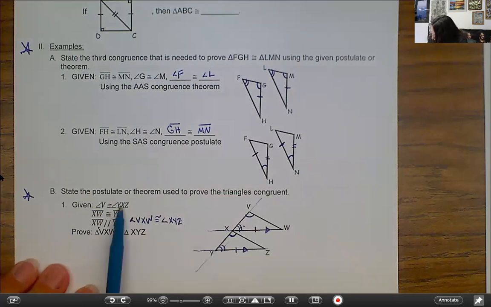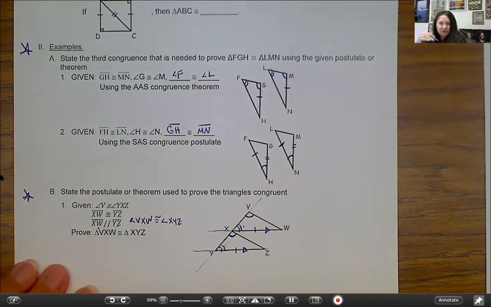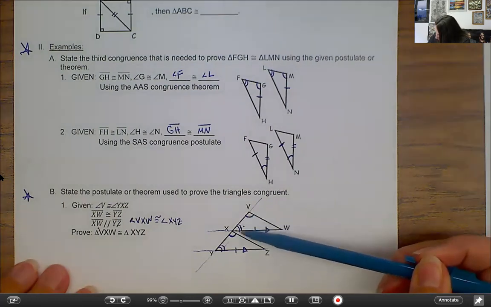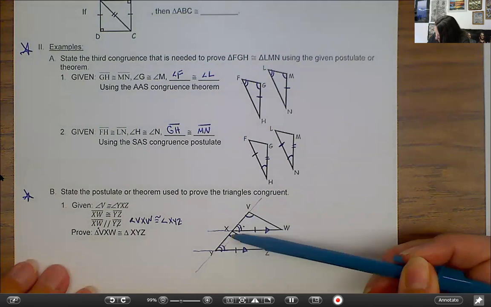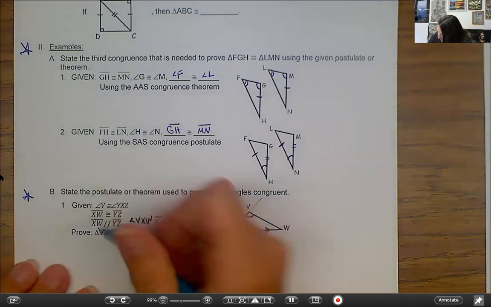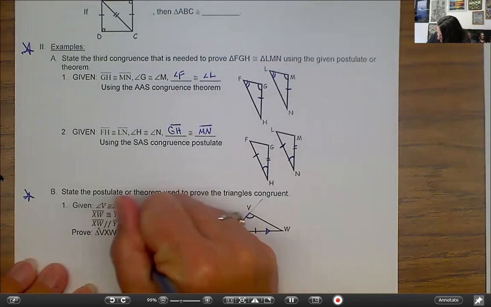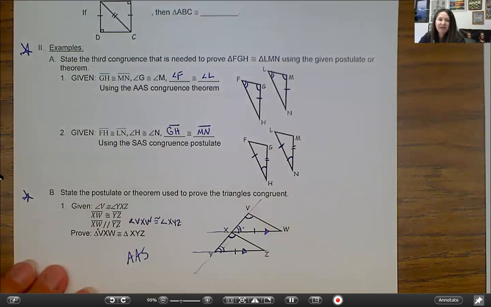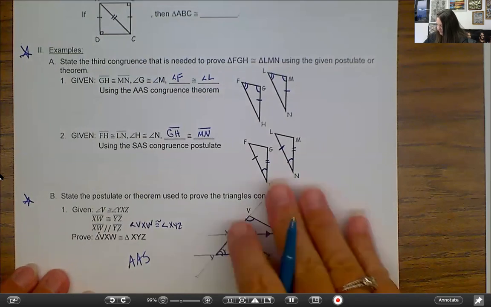So now I have 2 sets of angles and a side. Well, I've got 2 choices. I've got angle, side, angle, or angle, angle, side. So I have to look at the order in which it's marked on my diagram. And I should see I've got an angle, and then a side. Angle, angle, and then a side. So I would be using that scenario to write this proof out. So that would be my case for congruency.